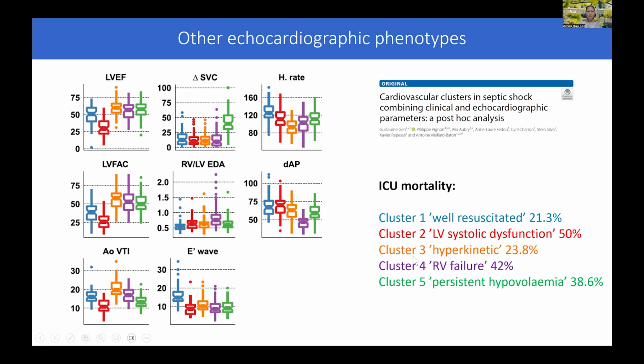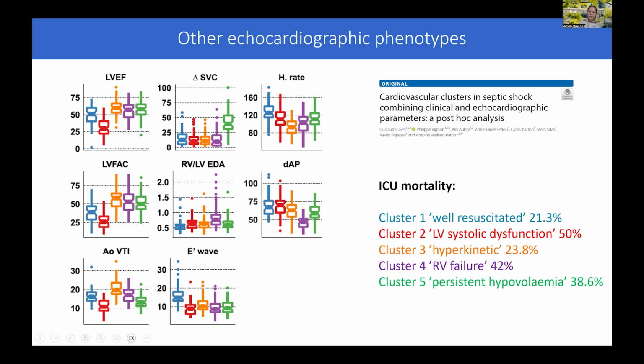And then you had other classes, hyperkinetic, you see here, LVEF in the orange, very high. And then you had the right heart failure cluster, which, not surprisingly, had the highest RV to LVEDA, but also had low arterial pressures, high LVEF, and more or less normal or semi-normal aortic VTIs, and then finally the persistent hypovolemia.